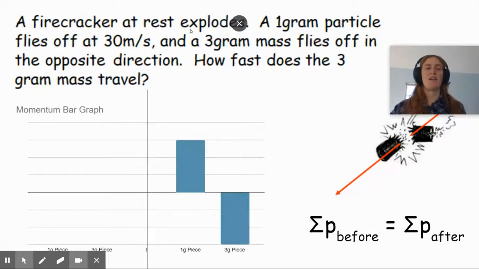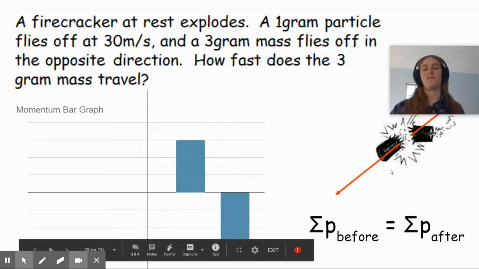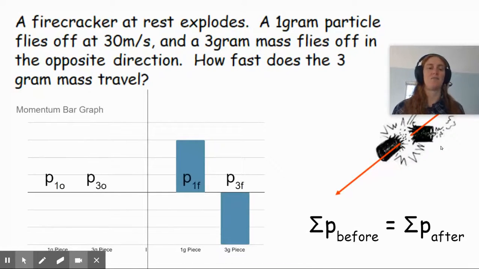All right, so here is an example of a firecracker. A firecracker at rest explodes. A 1 gram particle flies off at 30 meters per second, and a 3 gram mass flies off in the opposite direction. So the way you do this on one of the graphs is you have one of them going in the positive direction and the other going in the negative direction.